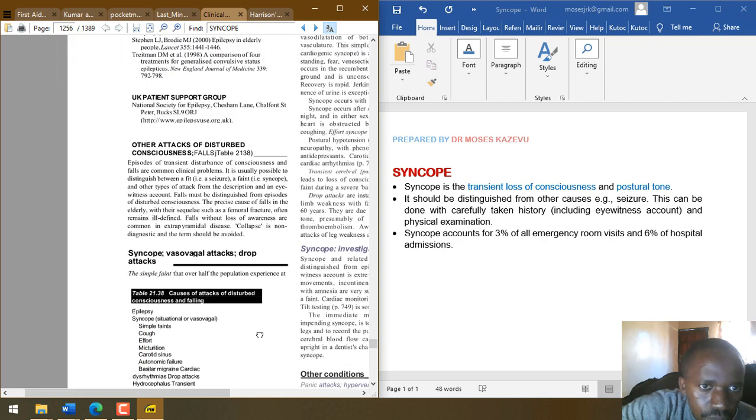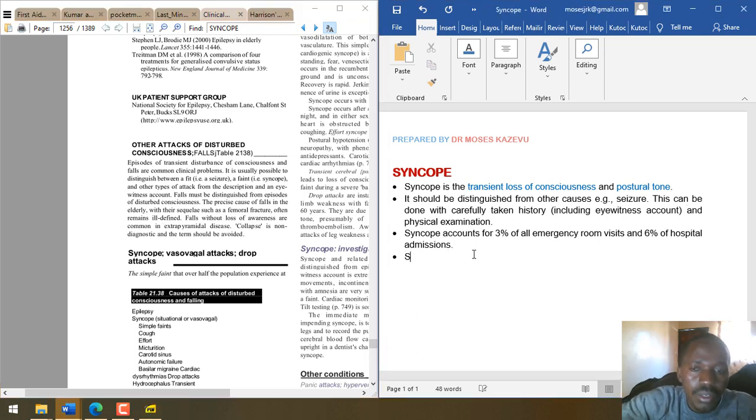Episodes of transient disturbance of consciousness and falls are a common clinical problem. It is usually possible to distinguish between a fit and other types of attacks from the description in an eyewitness account. Falls must be distinguished from episodes of disturbed consciousness. The precise cause of falls in adults with their sequelae, such as femoral fractures, often remains ill-defined. So there's a risk. Syncope has a risk of injury to an individual.